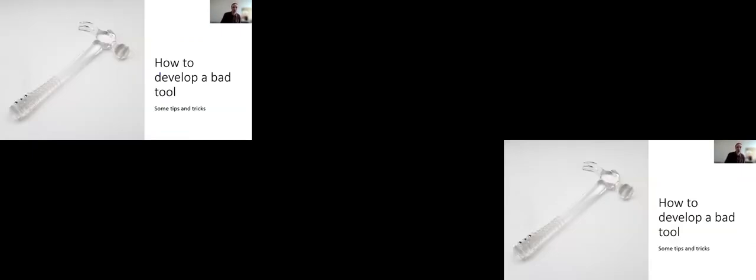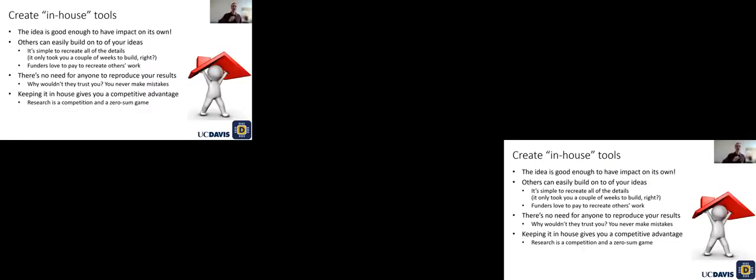With that in mind, let me tell you my experience of how to develop a bad tool. And then after I tell you about how to develop a bad tool, we'll talk about how you can develop a good tool. Okay, so number one, create in-house tools. Because whatever idea that you have to go along with your tool is good enough to have impact on its own. No need to have impact from the tool. Others can easily build off your ideas. It's super easy to recreate all the details of a tool from a paper, right? Plus, funders really love it when we just recreate someone else's work so we can compare to it in our paper. There's no need for anybody to reproduce your results. Why wouldn't they trust you? And plus, keeping it in-house gives you a competitive advantage. And what is research but a zero-sum game?